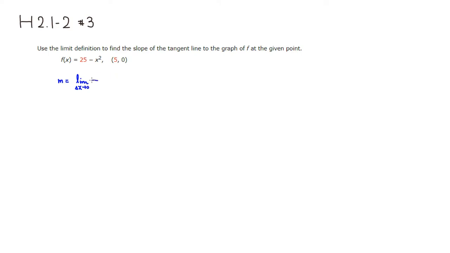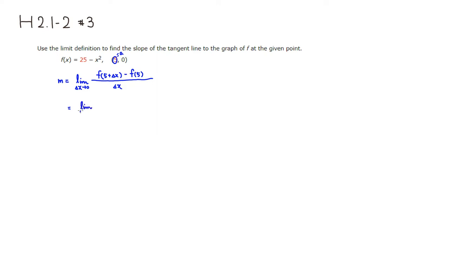In this case, A is this value right here. So A is 5. So we're going to do f of 5 plus delta x minus f of 5 over delta x. Then we just have to use the function notation to evaluate it.